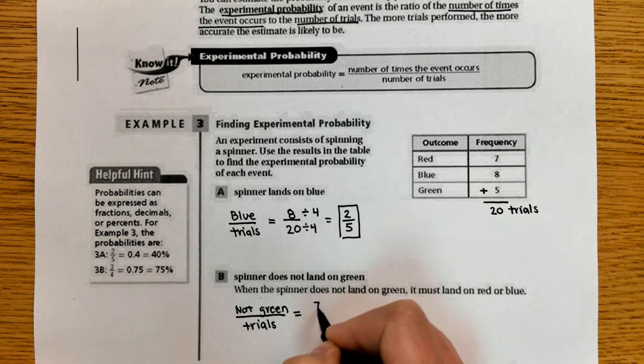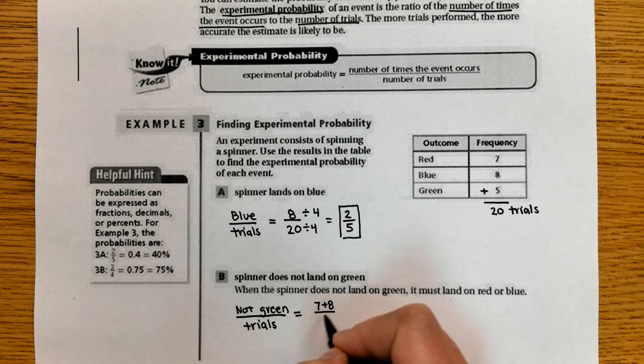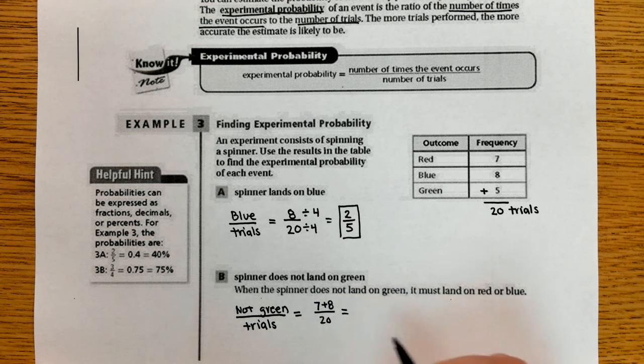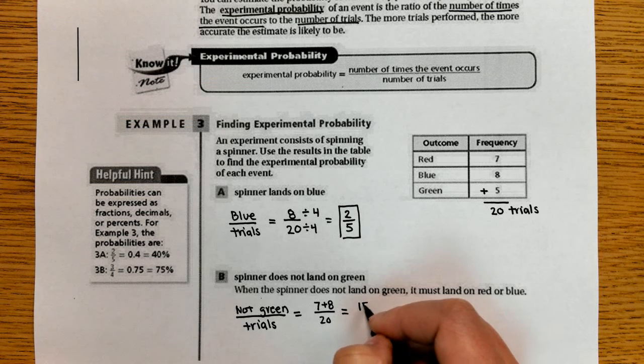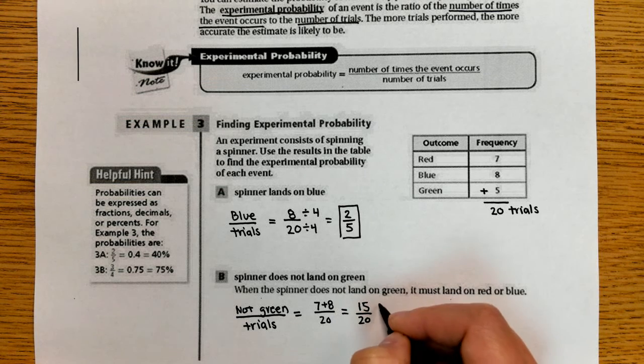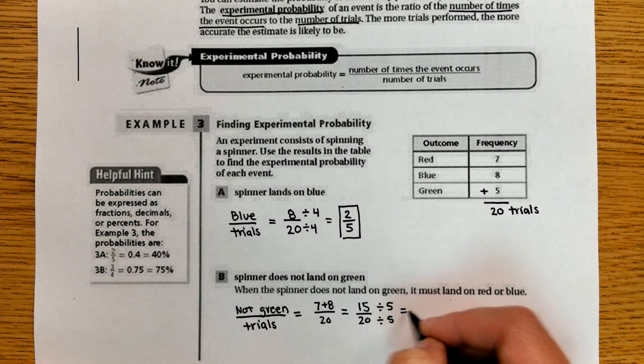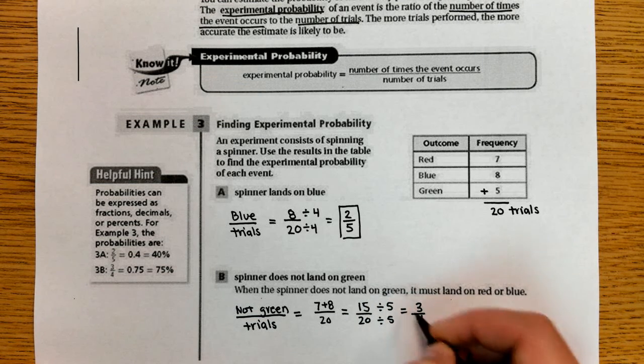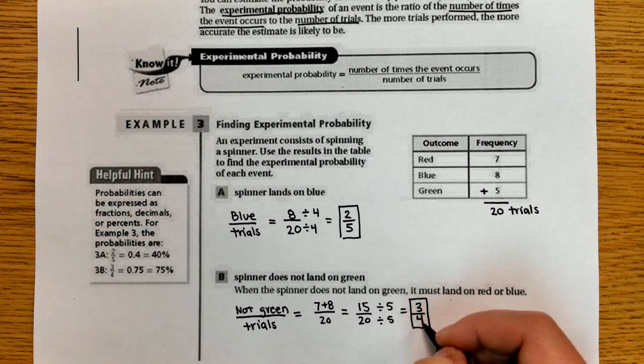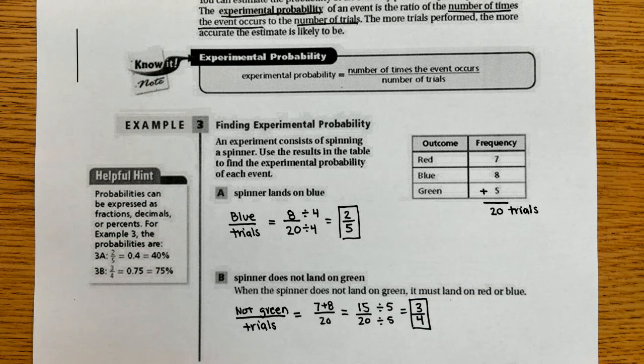So we're going to add the 7 plus 8, and the number of trials is 20. 7 plus 8 will give us 15. 15 over 20 can be simplified by dividing top and bottom by 5. So we get 3 over 4. 3 out of 4 spins would land on a color different than green, so either red or blue.